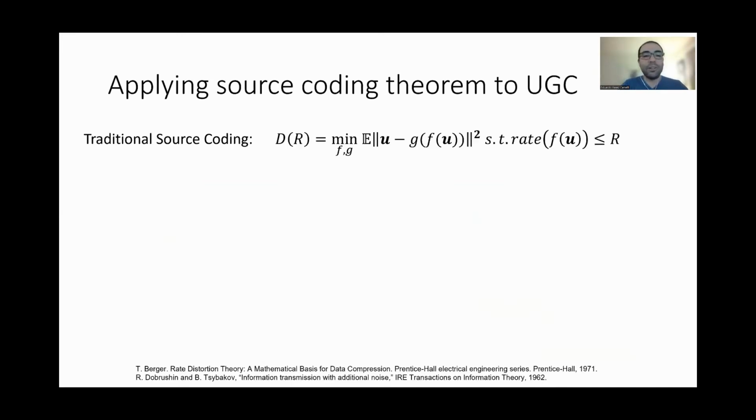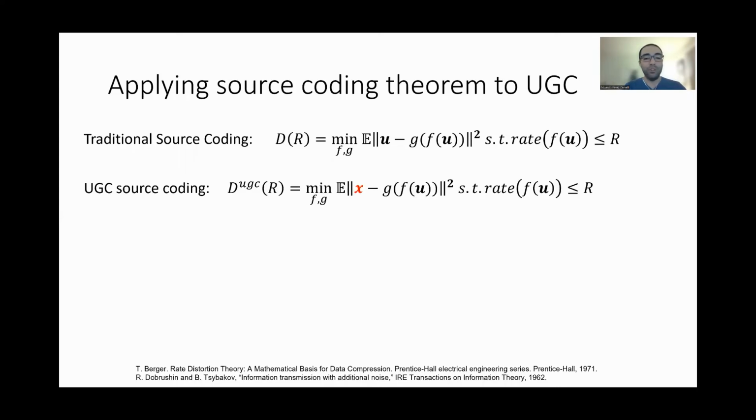Our first result is based on a traditional source coding formulation where the optimal rate distortion function is the one that minimizes the distortion subject to a rate constraint over all encoders F and decoders G. Now, for UGC, we consider an alternative distortion that uses the pristine original as reference. And again, it minimizes over all encoders F and decoders G.